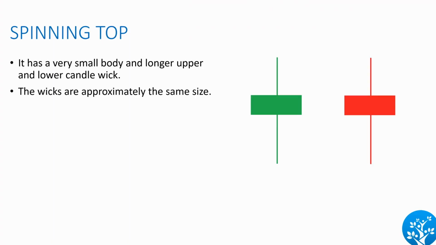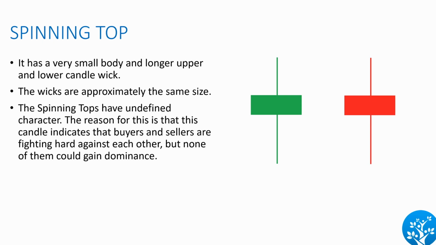What matters is it looks like a top. As children, we used to play with spinning tops. That's why the name spinning top. It has a lower wick, it has an upper wick, and the body is very small. Again, what has happened inside this candle is the same thing. It has an undefined character. The reason for this is that this candle indicates that buyers and sellers are fighting hard against each other, but none of them could gain significant dominance.